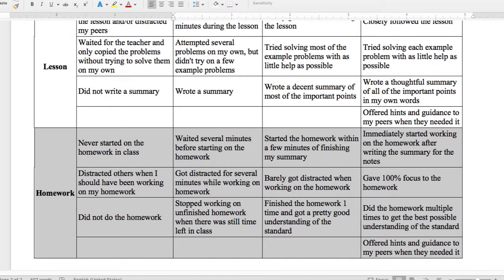All right, so you're going to be doing homework right now. Be shooting for the 4 range. That's the best you can be, a 4 out of 4.